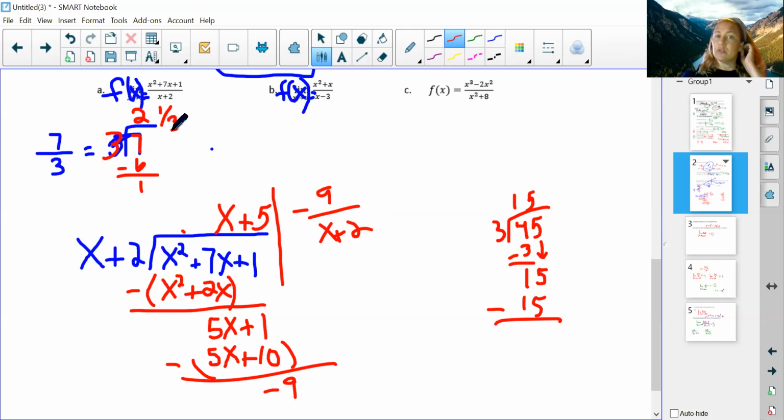But here's the good news for slant asymptote lines. I have determined what my slant asymptote line is by just looking at what I get for the quotient, and I get to ignore the remainder. So that's kind of nice. I don't have to worry about the remainder. So here is the equation of the slant asymptote line, y equals x plus 5.